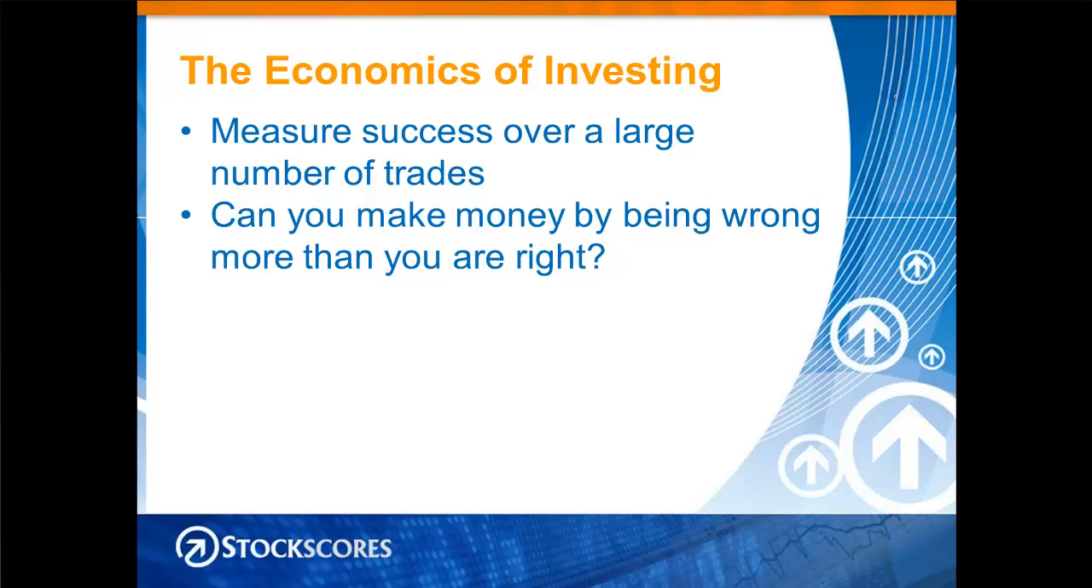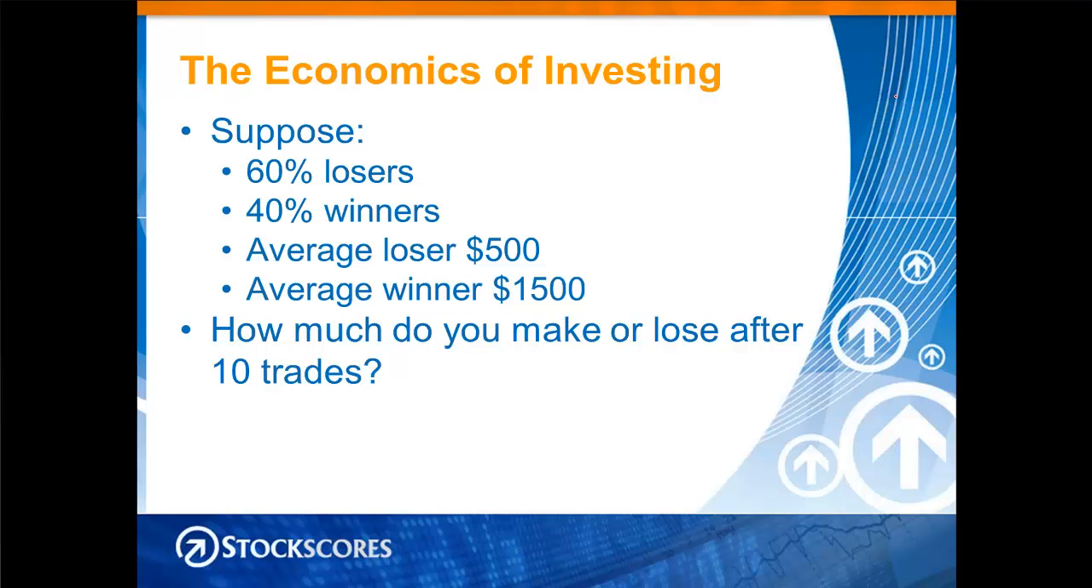However, most professional investors actually don't try to be right all that often. I have friends who are professional money managers, and some of them are wrong 80% of the time, sometimes even more than that. But the difference is that they make a lot more when they win than they lose when they are wrong. So let's go through a little example of that. Suppose you did 10 trades. On those 10 trades, 6 out of 10, or 60%, were losers and 40% were winners. Now, your average loser, let's say, was $500, but the average winner was $1,500.